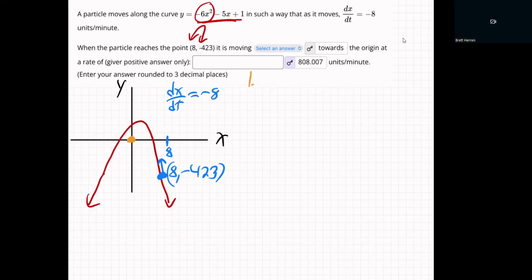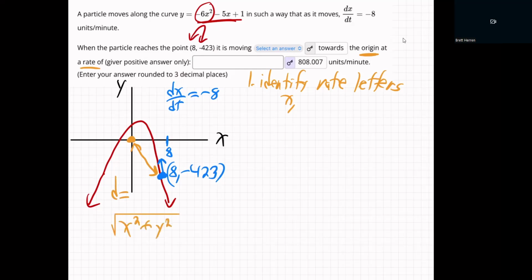So step one is always to identify the rate letters. Well, they're giving me dx/dt, so x, and what are they asking me for? It's saying it's moving towards or away from the origin at a rate. Well, that's the distance it is from the origin. And how do you find that? That is the square root of x² + y².